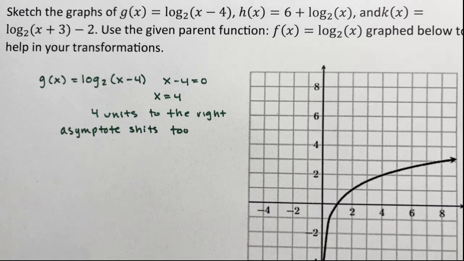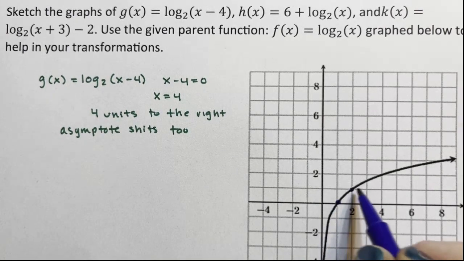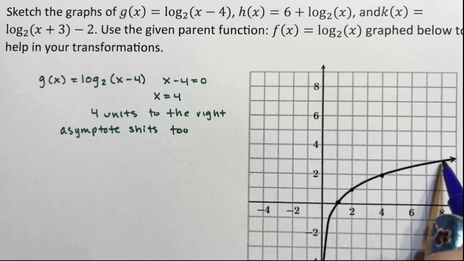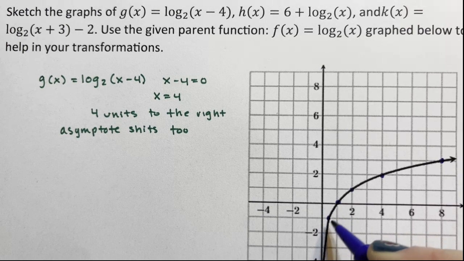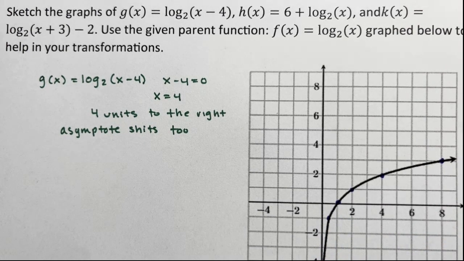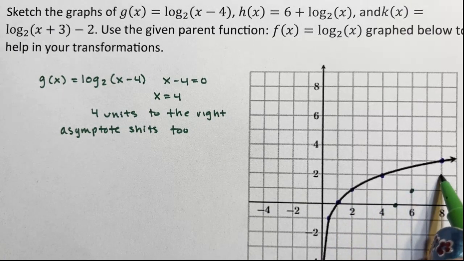Now, if we look at our original graph, log base 2 of x, we have some nice points in here. We have (1, 0), (2, 1), (4, 2), (8, 3). We also have (1/2, -1). We have a few other points. So when I move these points 4 to the right, I'm going to use the nice grid points. So this goes 1, 2, 3, 4.